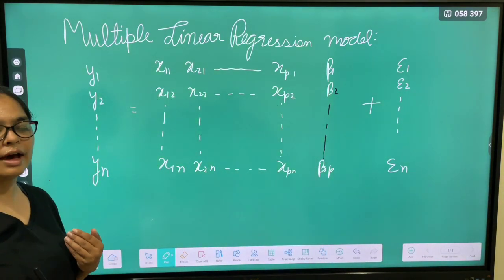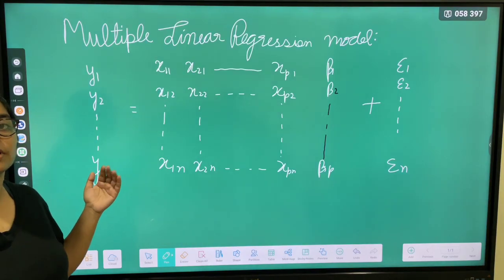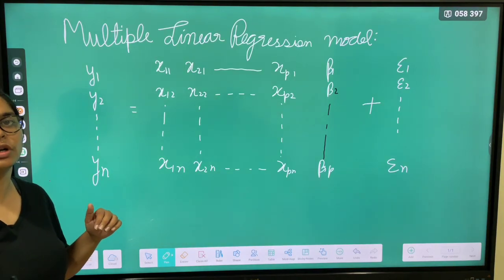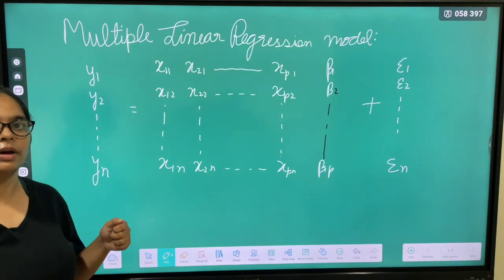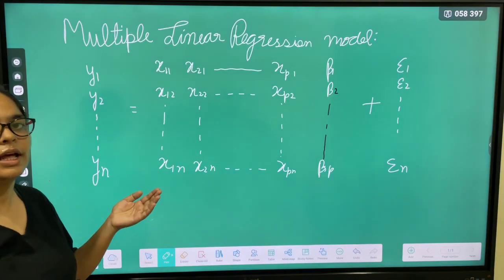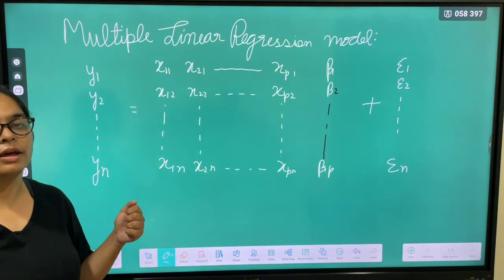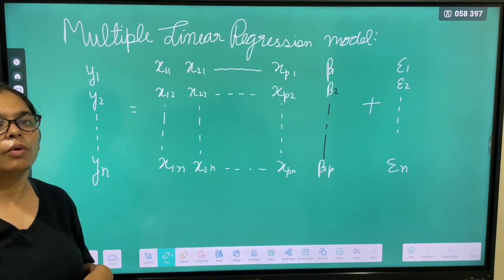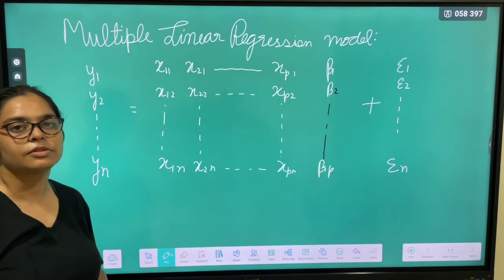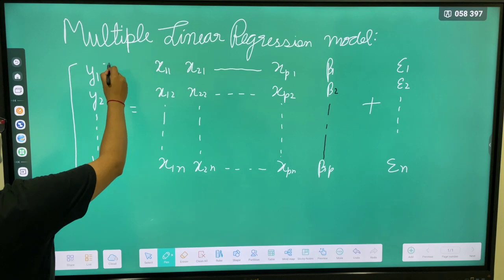Now we have to solve this model. This model has so many terms. In the earlier model, the simple linear regression model, we had only one x, one y, and two parameters, beta naught and beta 1, and one epsilon or error term. But in this we have multiple n numbers of these terms. So how will we solve this? We will solve this by the matrix method. So we will take the matrix of these values.